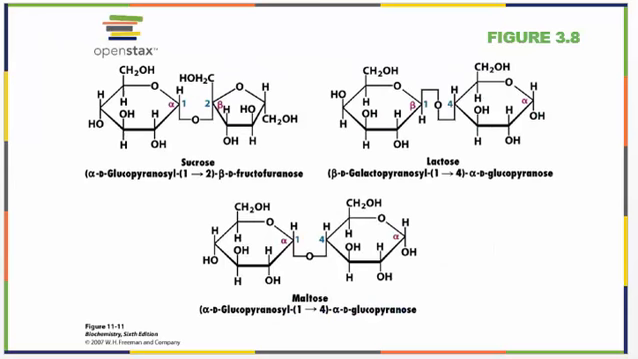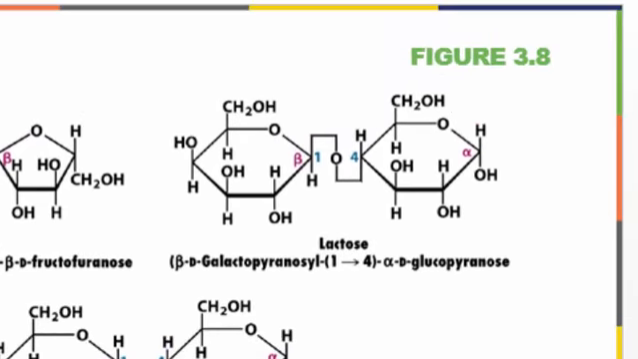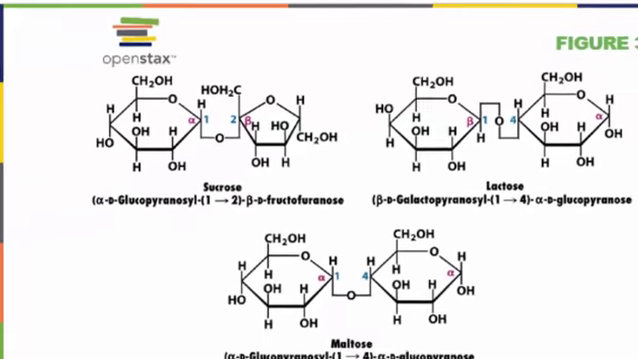Here are some more common disaccharides. There's maltose down there on the bottom. That's grain sugar. On the upper right is lactose. That's the sugar found in milk that some people have a hard time digesting. And sucrose is on the top left. That's your typical table sugar.